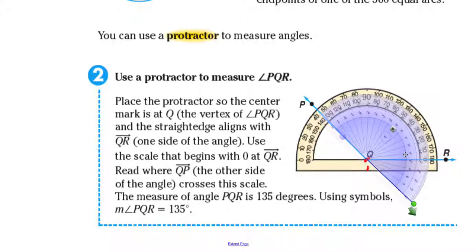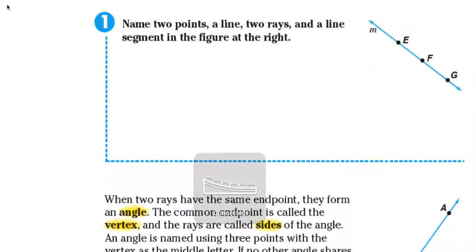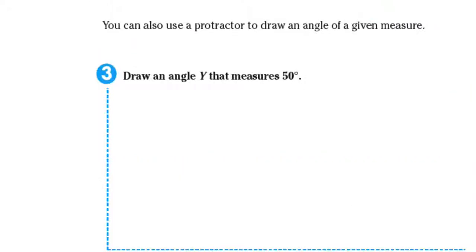Okay, and let's take a look at example number 3. Not that one, right? This one right there. You can also use a protractor to draw an angle of a given measure. So let's say we want to draw an angle Y that measures 50 degrees. What we want to do first is use a straight edge to draw a ray.